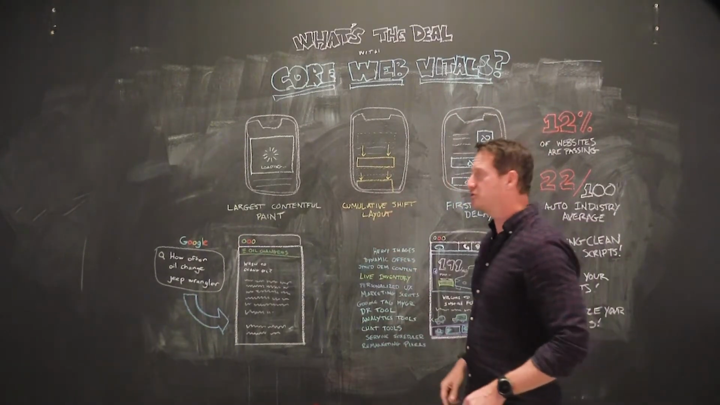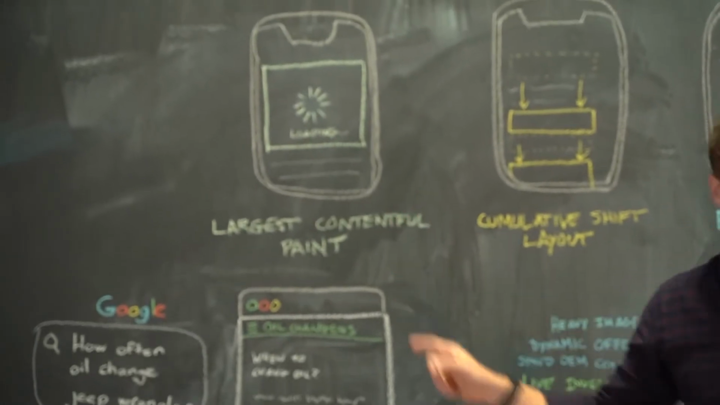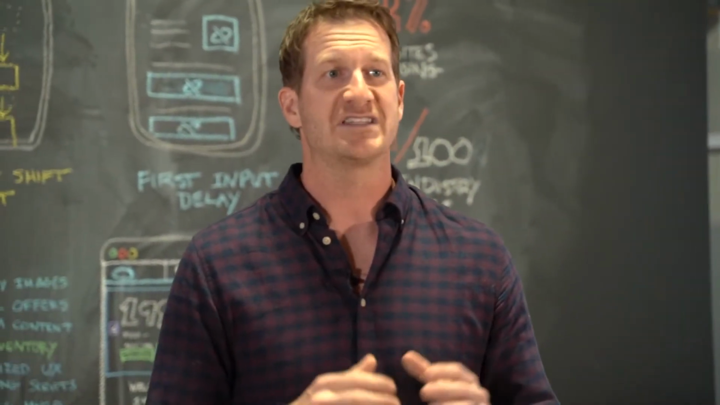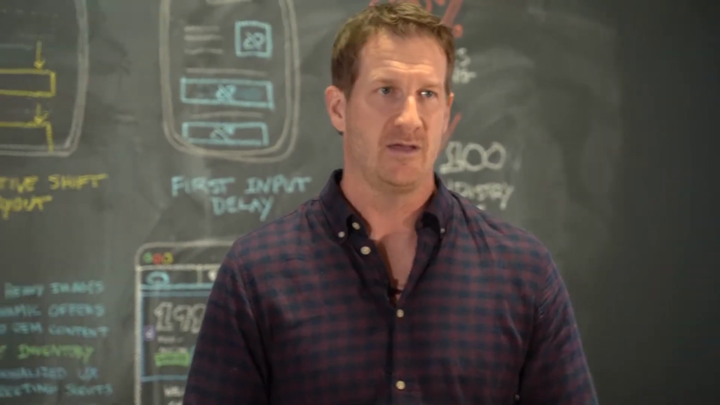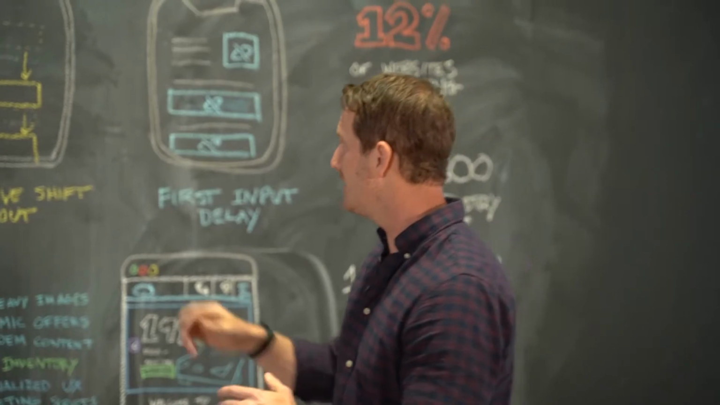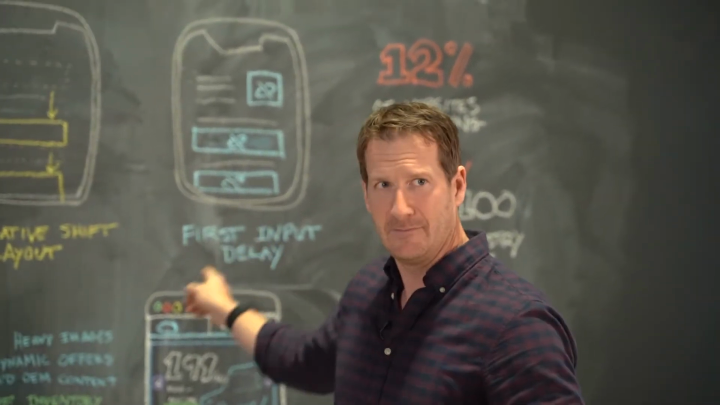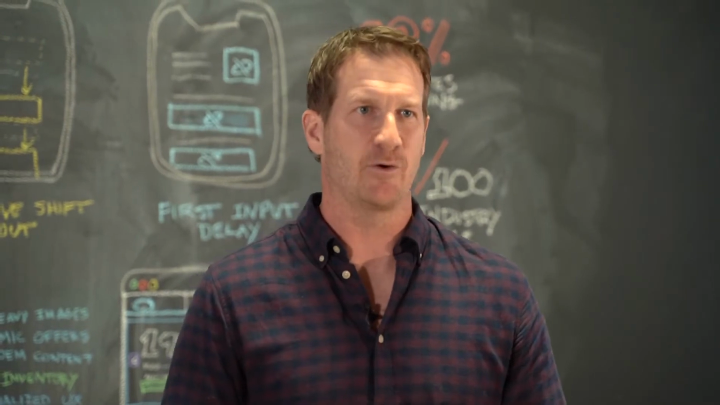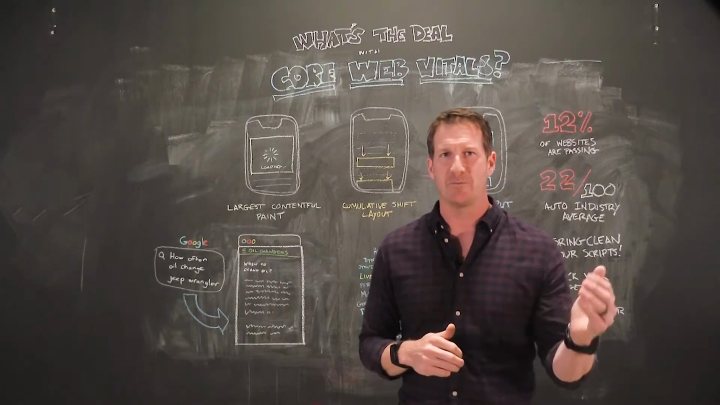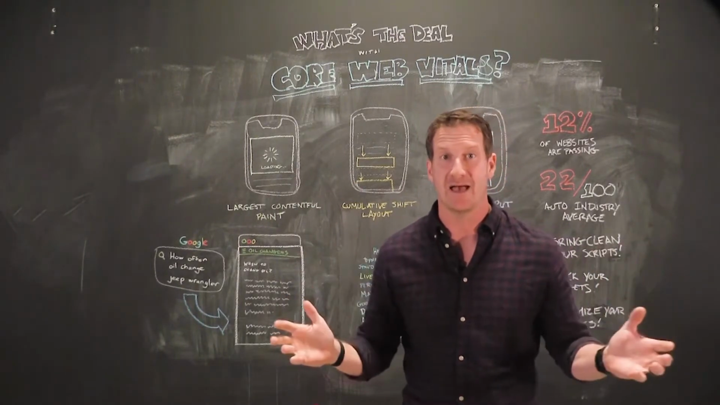First, we have largest contentful paint, which just means the time it takes to load the largest image or text block in viewport. You want that to be fast. Next, we have the first input delay. This is the milliseconds it takes before your website becomes interactive or clickable. You don't want people tapping your buttons a bunch of times and nothing's happening.